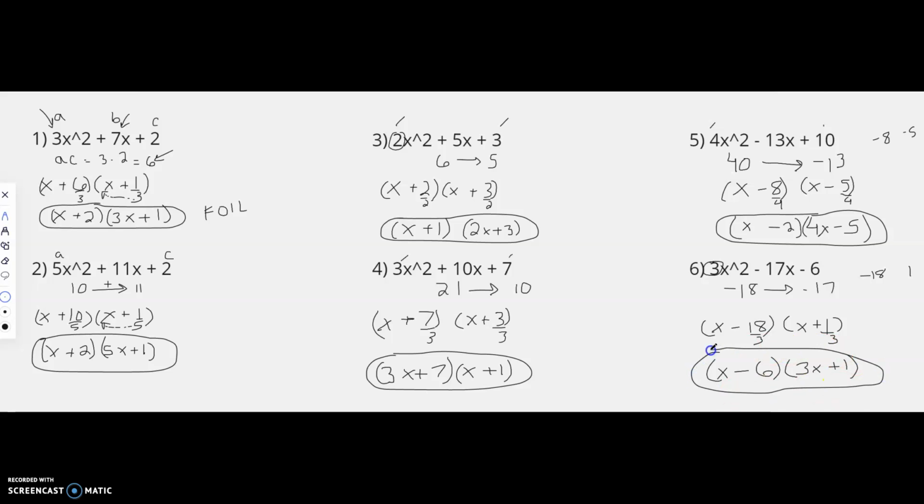And here are 6 examples of factoring quadratic trinomials when a is something other than 1. A is greater than 1.